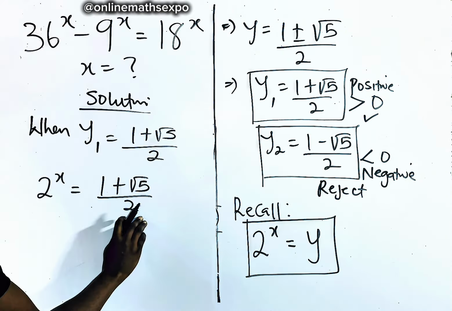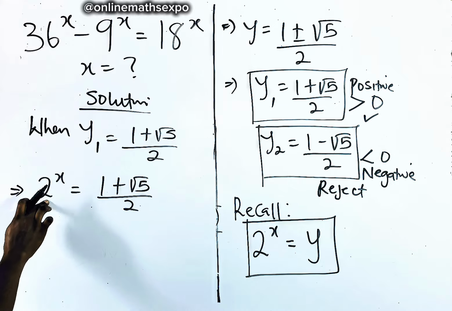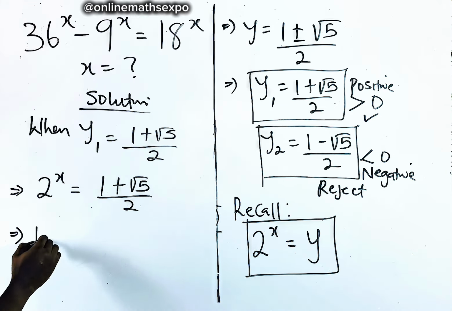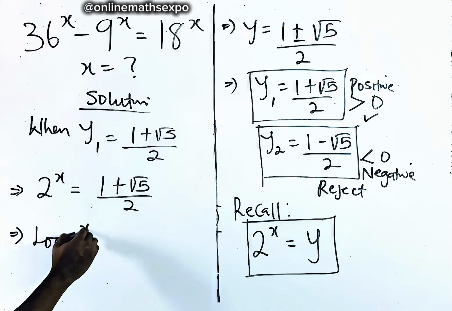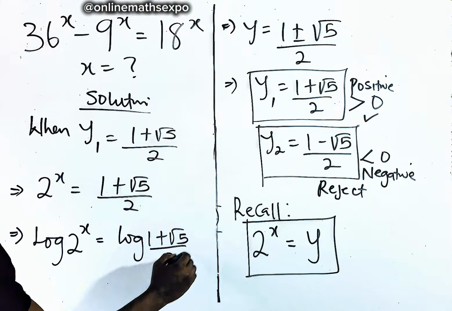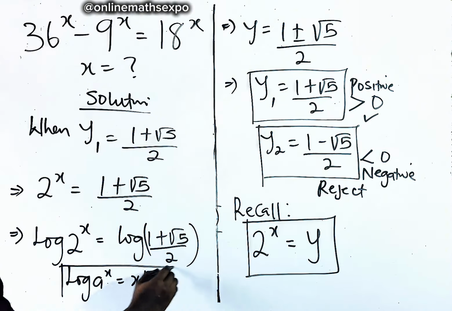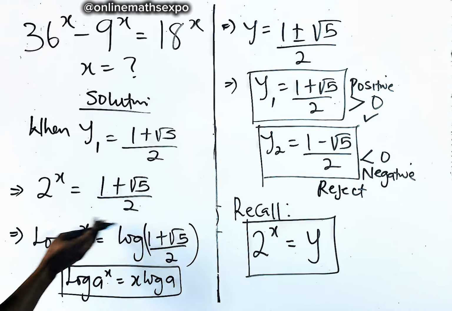So we are only going to use this, 2 to the power of x is this, so that we get the value of x, sorry. We cannot express this as powers of 2. So we're going to take the log of both sides. So we have log of 2 to the power of x is equal to log of (1 plus root 5 divided by 2). Let's put it in brackets, as it is an expression. Now what do you do again? For every log of a to the power of x, it is x log a. So we're going to apply this rule on this to help us solve.